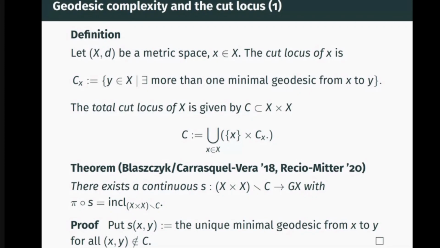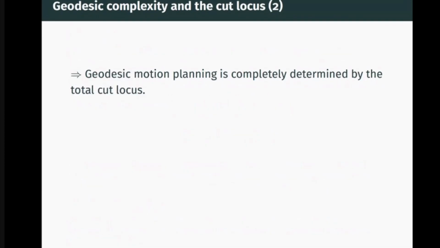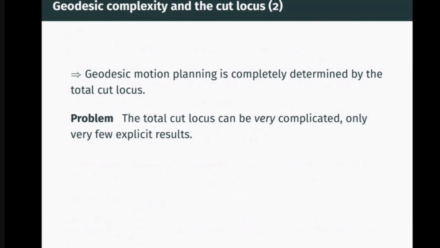This is where the difficulties come in. And so I formulate it like this: geodesic motion planning is completely determined by the total cut locus. And the problem is, as those of you who know about Riemannian geometry will also know, that cut loci in general, not only the total ones, can be very, very complicated. In general, there are very few explicit results about the structure of cut loci. They can become really ugly sets.